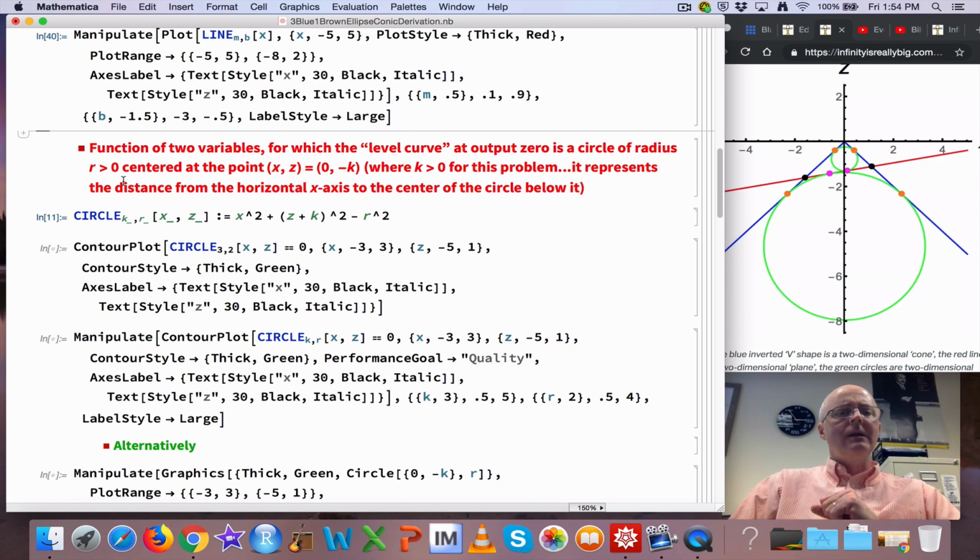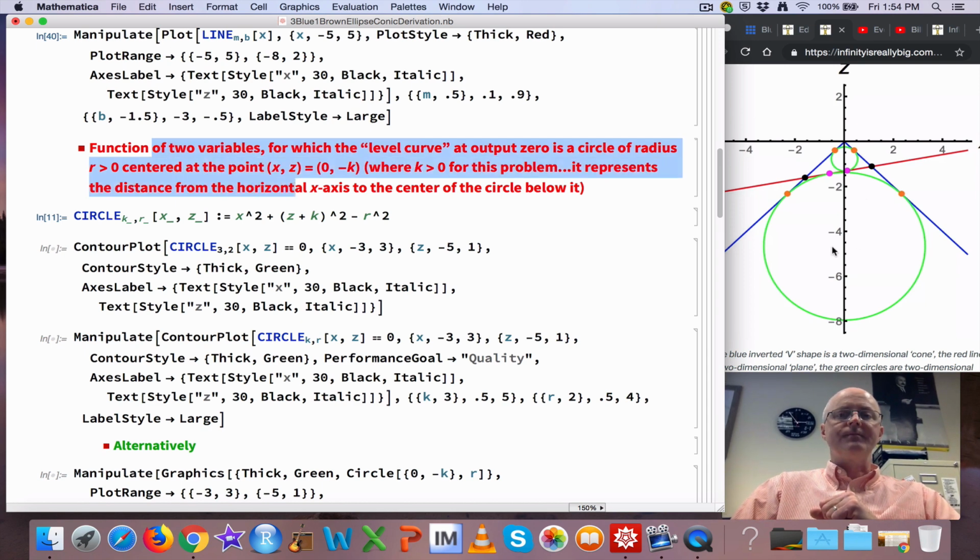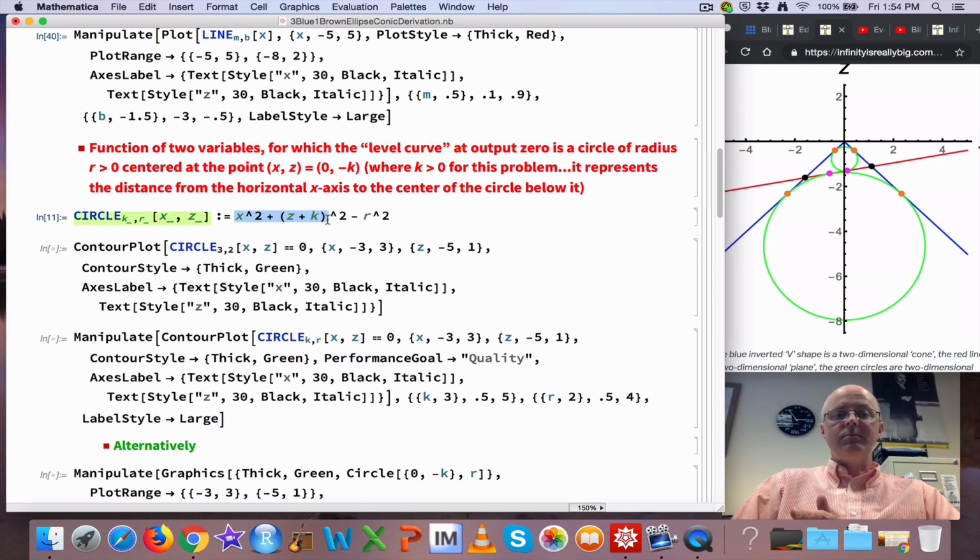The graph of a circle, one of these green circles, has a special equation. Since it's centered on the z-axis, its equation could be thought of as x squared plus, in parentheses, z plus k squared equals r squared. If k is positive, that will actually have a center at 0, negative k, like I say here. Setting that equal to r squared is an equation of such a circle. However, what I'd like to do is think of that as a function of two variables whose level curve at output 0 is the circle.